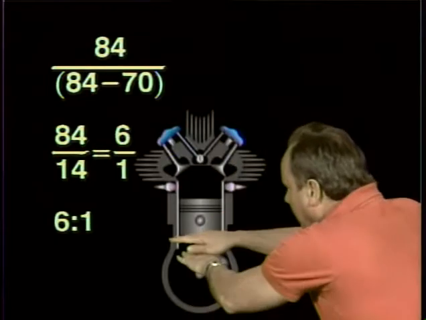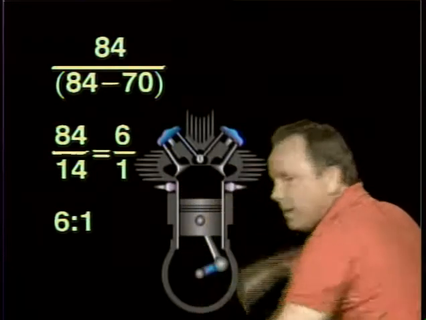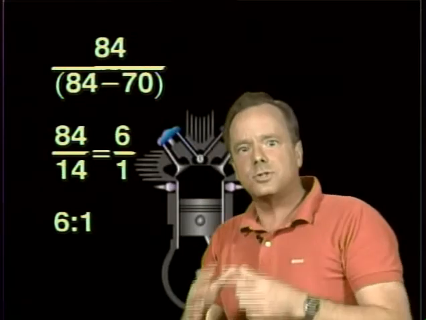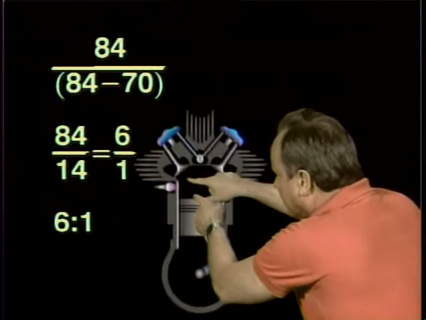So here's the way they're going to ask you the question. They're going to say the volume of a cylinder with the piston at the bottom is 84 cubic inches. That's the volume here with the piston at the bottom. Then they're going to say the piston displacement, the amount of travel, that's the stroke, times the area of the piston, stroke times the area of the circle at the top of the piston, is 70 cubic inches. And so the question is, how much space is there left at the top?